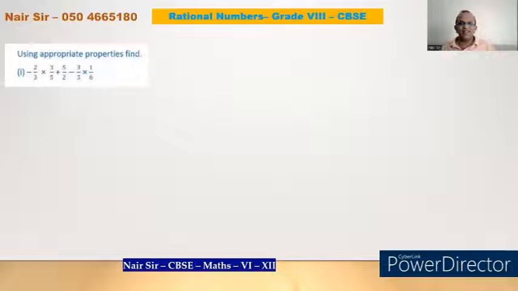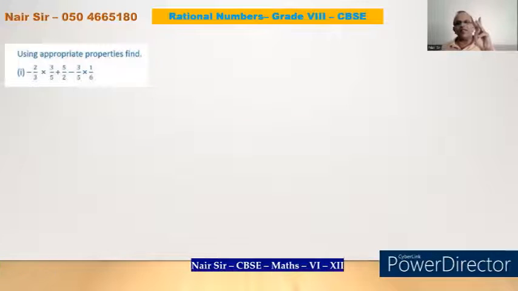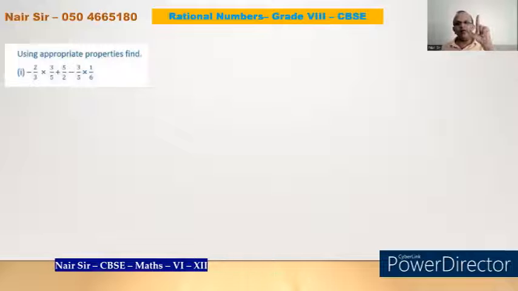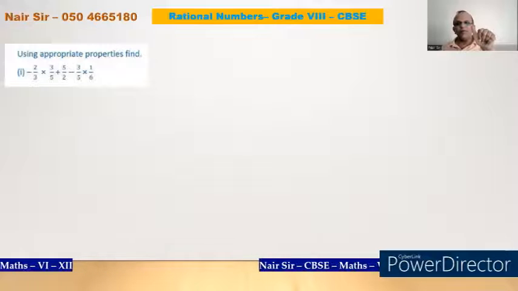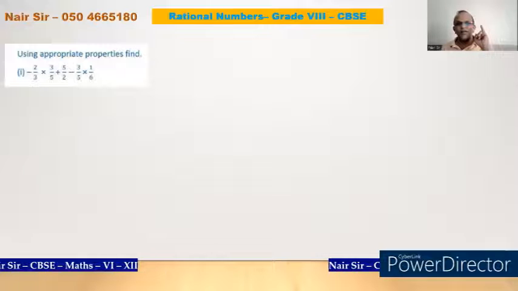Properties. What are the properties that you'll learn? Closure, commutative, associative, distributive, identity, and inverse. Six properties you have learned.